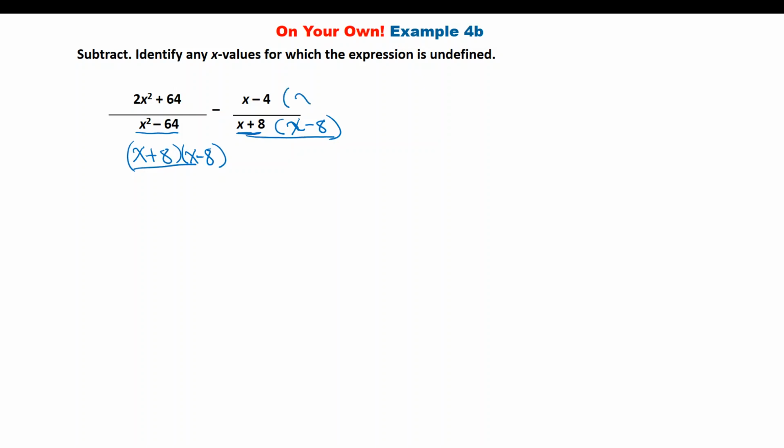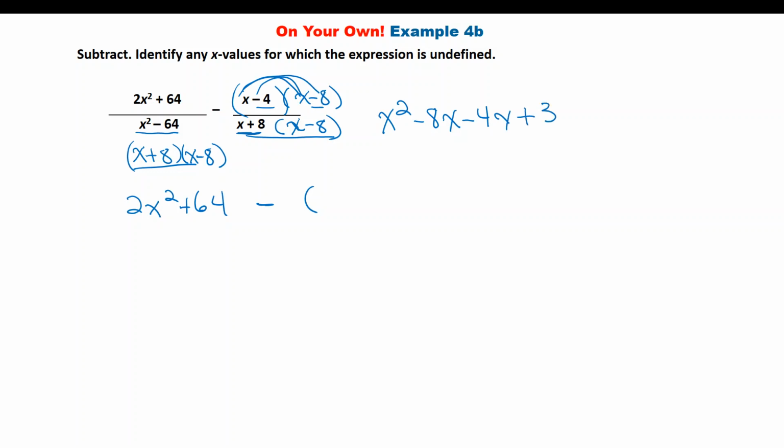All right, so I'm going to go ahead and multiply by my common denominator on the top. And so I can see that my first half is 2x squared plus 64. All right, and I'm going to minus, but remember I have to minus the whole thing. So let me go ahead and FOIL this out. X times x is x squared. X times negative 8 is negative 8x. Negative 4 times x is minus 4x, and negative 4 times negative 8 is positive 32.